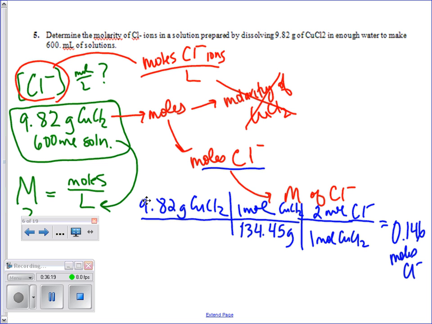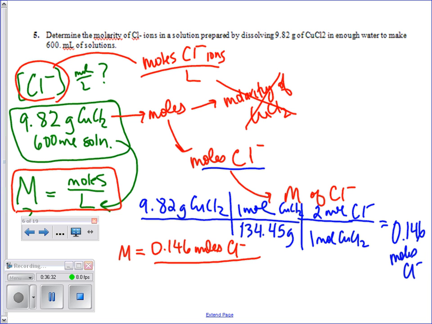So now I can plug all this back into the molarity equation. I need the molarity, and I have 0.146 moles of Cl minus divided by 0.6 liters, correct? Yeah. And then what's my molarity? 0.243 moles per liter of Cl minus.